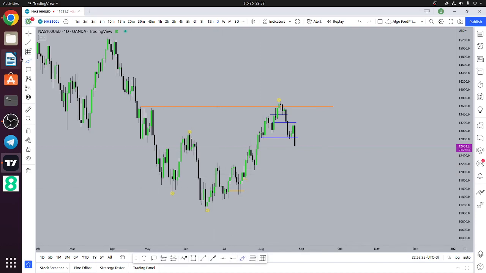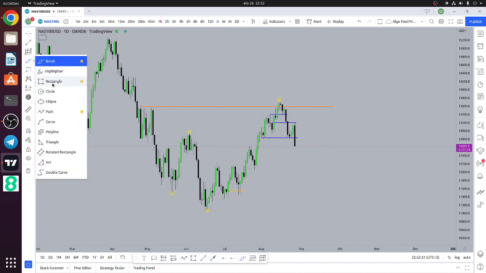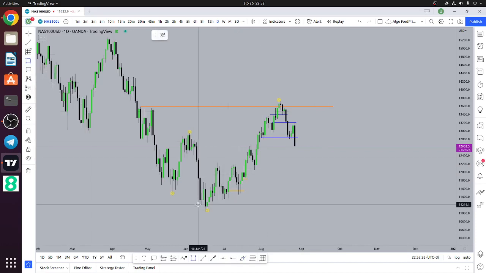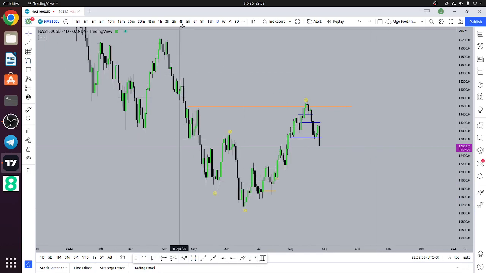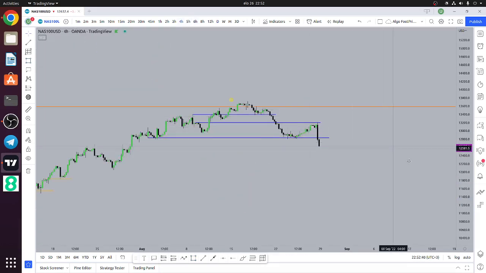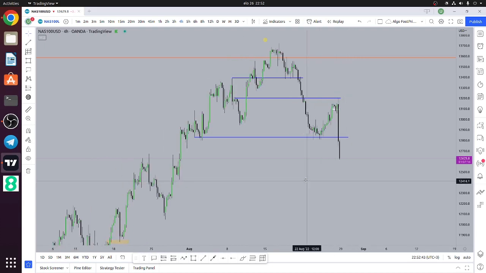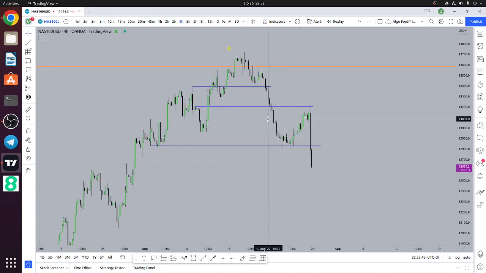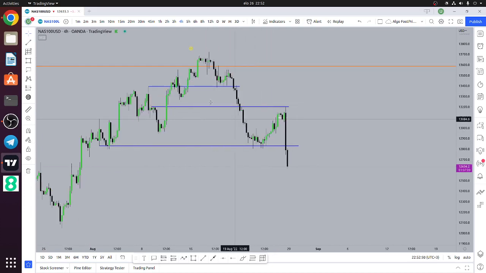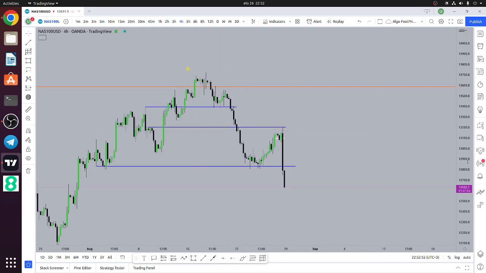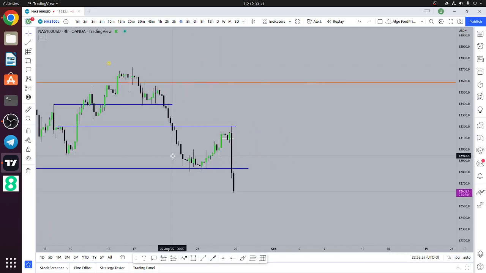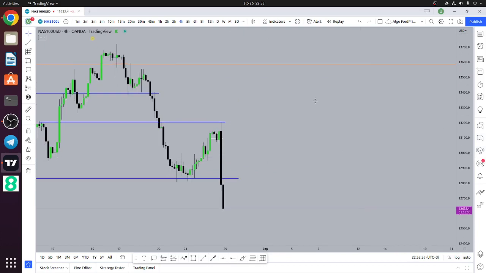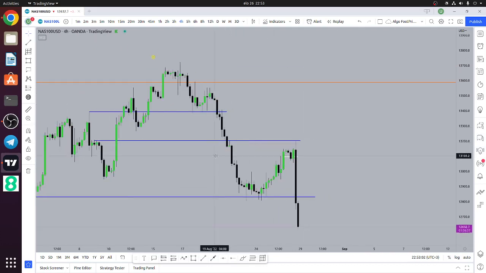And yeah, maybe this low also to be taken out. If I switch to the 4-hour time frame, anyway, I'm gonna remove these. Ignore these, the blue horizontal lines. These are a bit advanced stuff I don't want to talk about on this video. I don't want to confuse anybody.